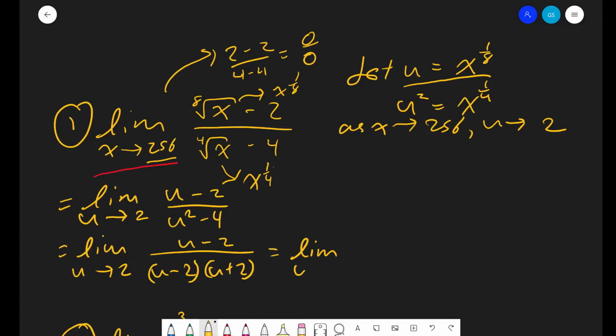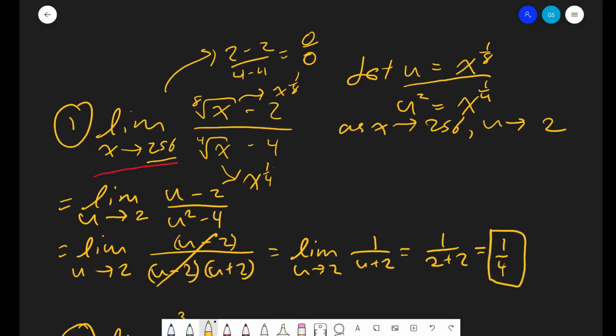On the next line, u approaches 2. After factoring, we can cancel something out. This u minus 2 and this u minus 2 get canceled out, so these go bye-bye. This becomes 1 over u plus 2. We plug in the 2 now: 1 over 2 plus 2, which is 1/4. And that is the limit that we have solved. You don't need to do anything else. You don't need to go back or change to x. We've defined this limit in terms of u instead of x so that we can solve it. So that's it. We're done.